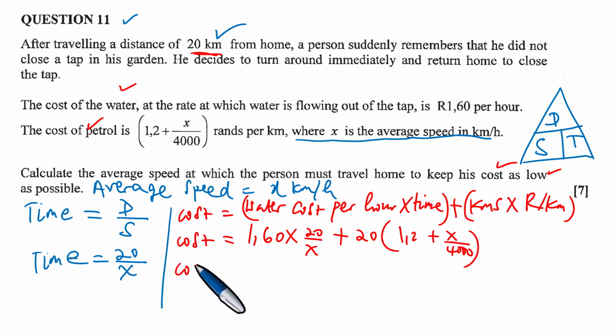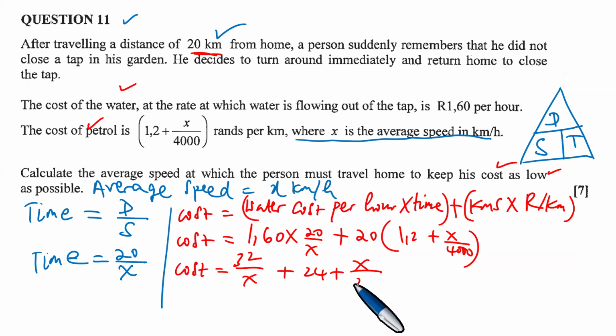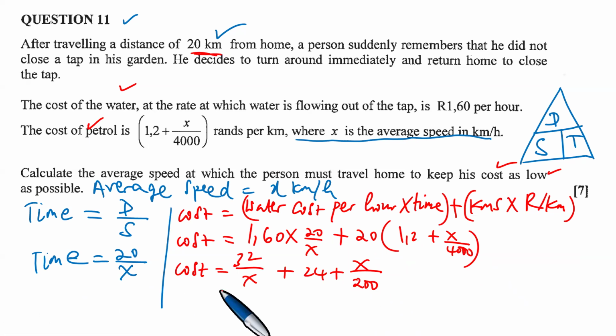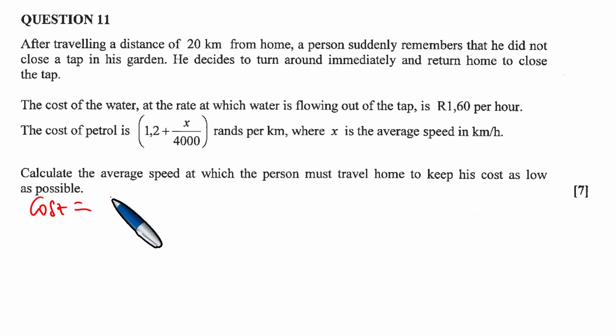What is the cost? 32 out of X plus 24 plus, 20 goes into 4,000 200 times, and this is X over 200. So we multiply here by the 20, and 20 cancels. Factor 20 out of 4,000, giving us 200. And this is the answer. Okay, we're not done yet. It is telling us that the cost is actually equal to 32 out of X.